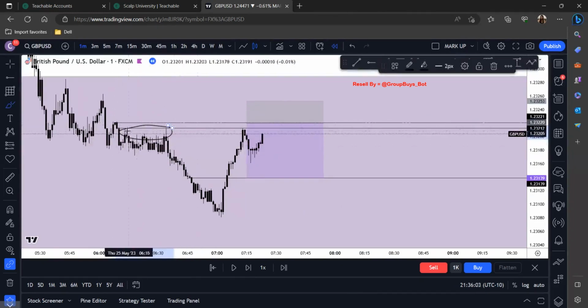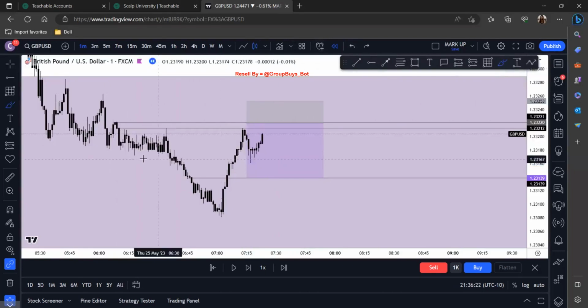So once this is created, what happens now? This is created here and plus this here. So if price comes back down, eventually this will get taken out, right? Because we know that this is liquidity now on the opposite end. So let's see what happens.